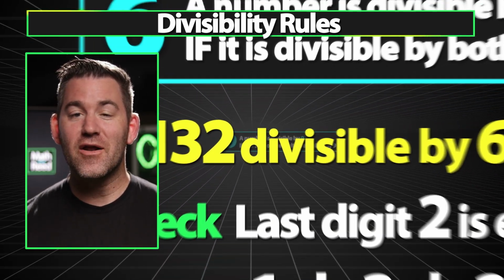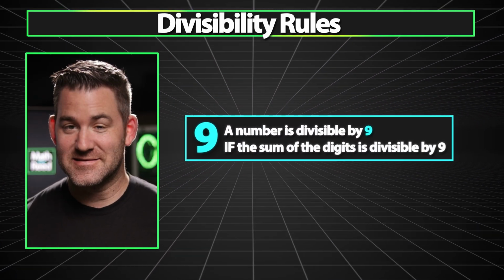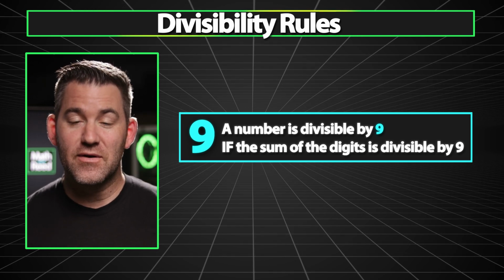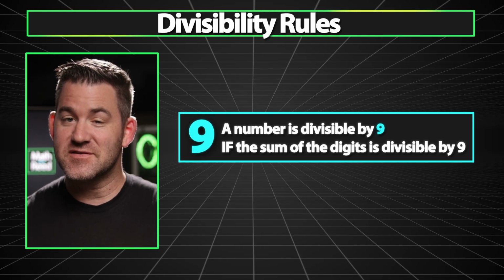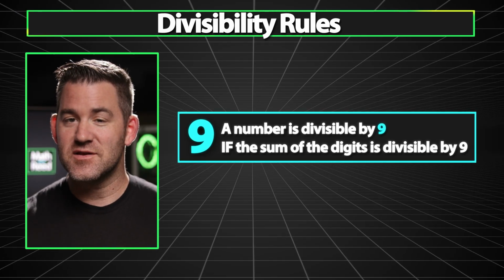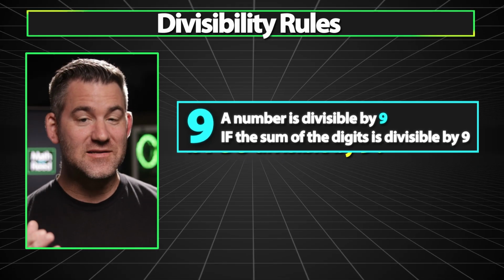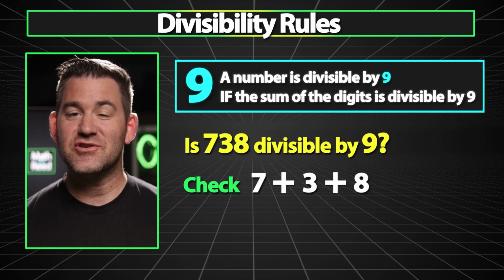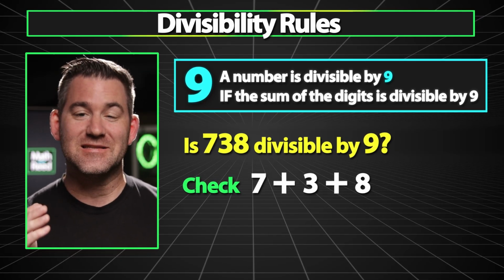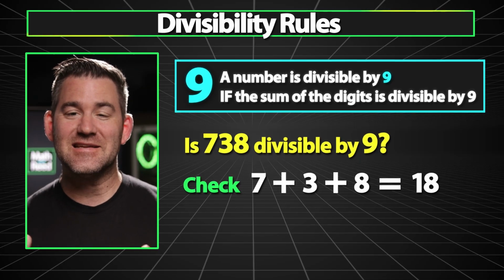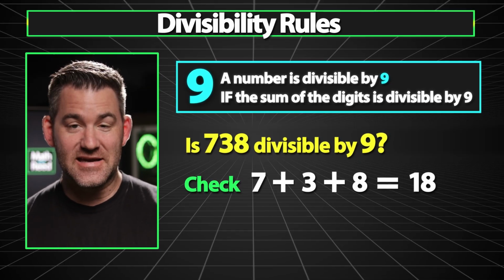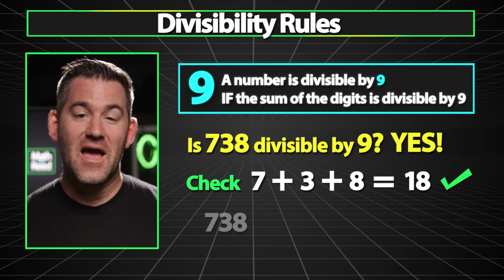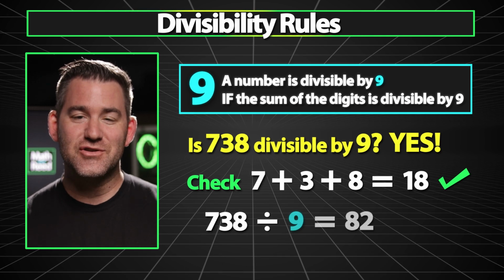Let's take a look at our final rule, the rule for nines. It's going to be the same concept as the rule for threes. A number is divisible by 9 if the sum of its digits is also divisible by 9. For example, 738. Well, let's add up all the digits, 7 plus 3 plus 8, which gives us 18. And since 18 is divisible by 9, so is 738. And if we divide it, we get 82.